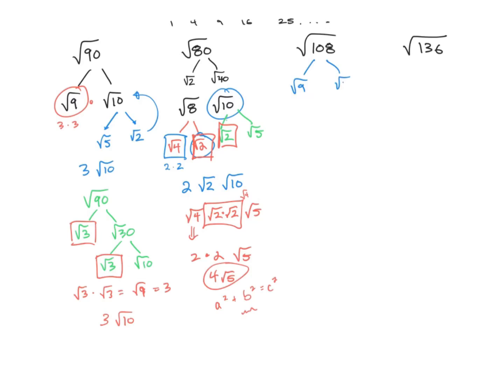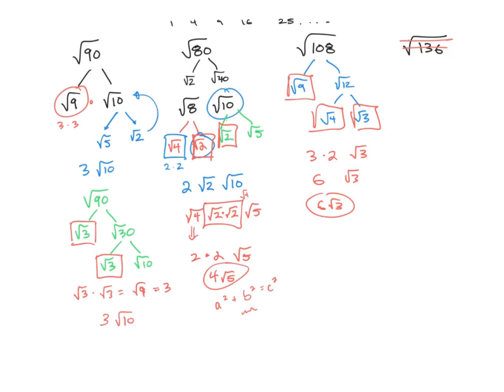108 and 12. I just keep breaking this down. 4 and 3. I found two perfect squares. And I end up with a 3, a 2, and a square root of 3. This gives me 6 square root of 3. I think you get the idea from here. I don't really want to look at this one.